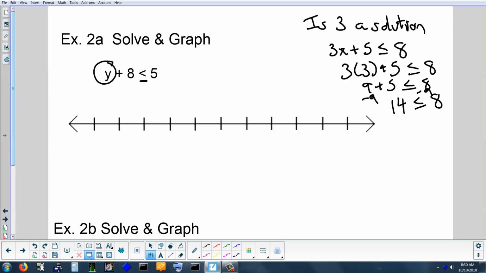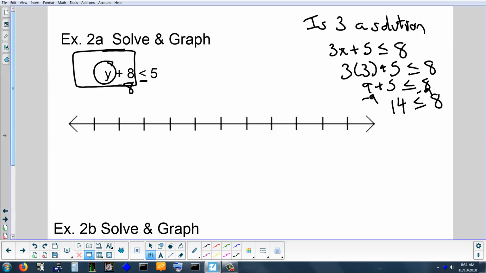I want to get y by itself, right? What's on the side of the inequality sign with y? If I look on this side, I want to box it out. If I look on that side, you have the y, right? What number is on that side of y? 8, right? What kind of an 8 is it? Positive. So what am I going to do? Subtract 8.